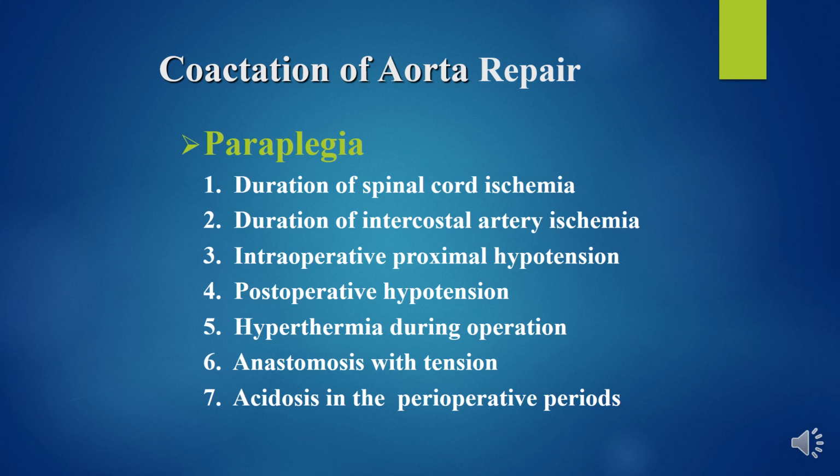Paraplegia is related to the duration of spinal anesthesia, duration of intercostal arteries ischemia, intraoperative proximal hypertension, postoperative hypertension, hypothermia, anastomosis with tension, and acidosis in the perioperative period. So these are all the factors that lead to paraplegia.